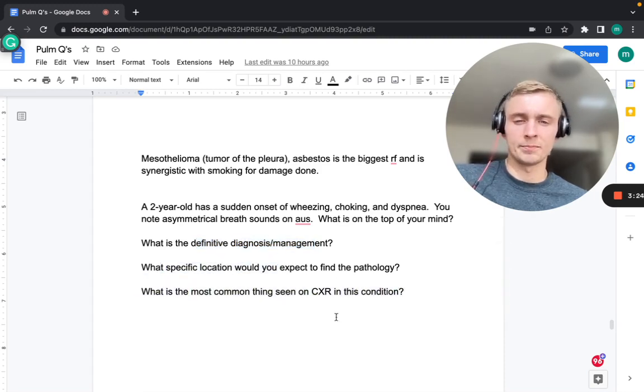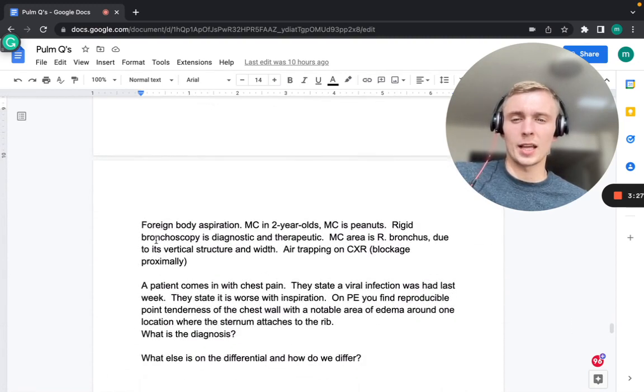So this is going to be a foreign body aspiration. Again, they're 2 years old, and they're having unilateral findings on auscultation of the lung. This is most common in 2-year-olds, and the most common object is peanuts. A rigid bronchoscopy is diagnostic and therapeutic because you can actually go into that right bronchus, the most common area, and take out the peanut or whatever is stuck in there. It's more common in the right bronchus due to its vertical structure. The right bronchus is much more vertical as opposed to the left, and it's much wider as well. Air trapping is what you'd see on chest x-ray because it's a blockage proximally, so there's going to be air trapped distal to that blockage.